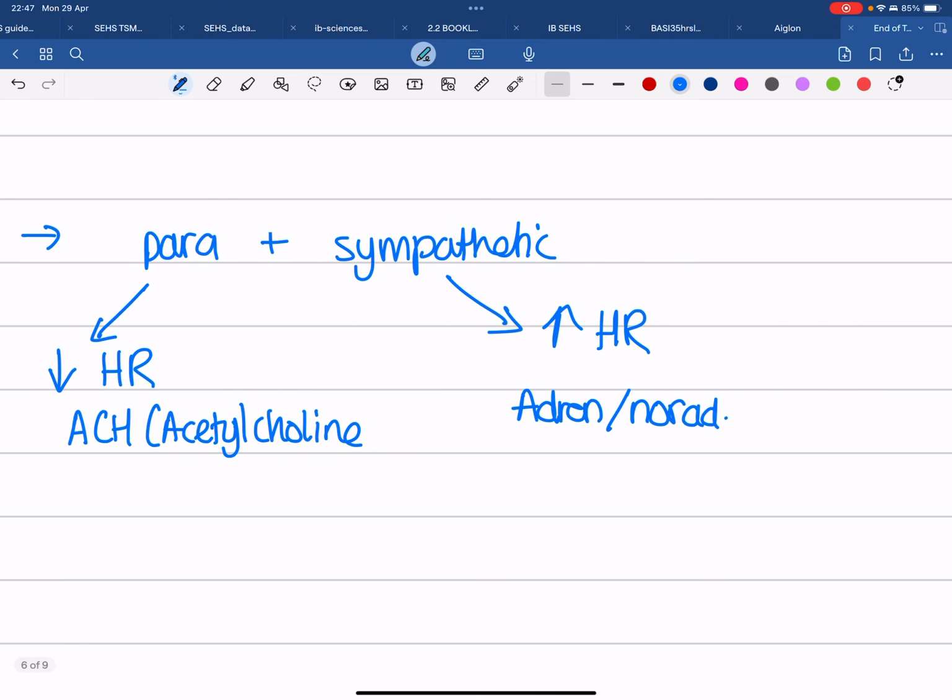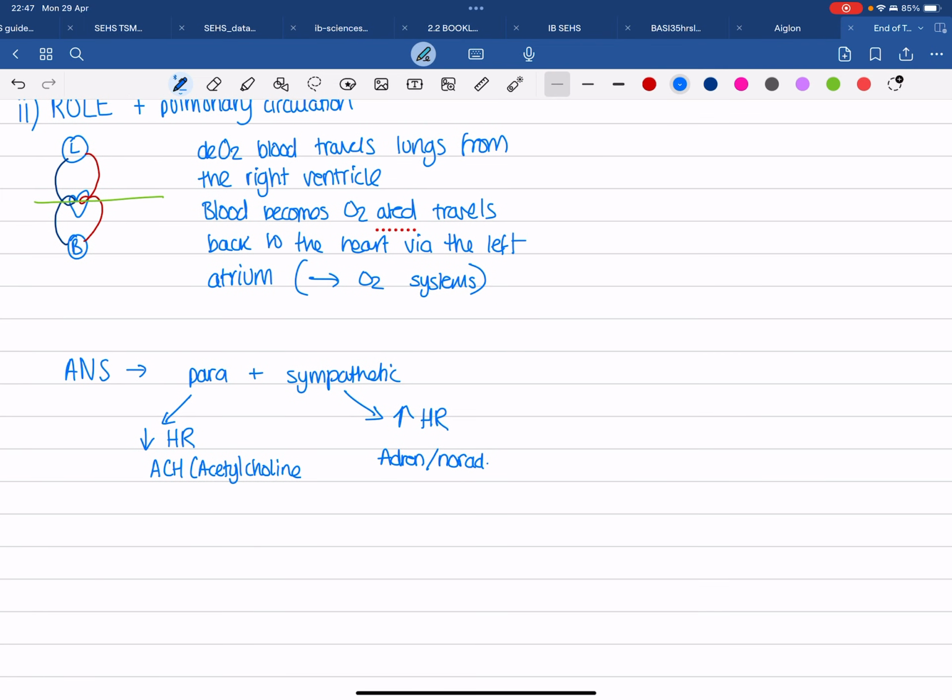Remember that we said it's technically noradrenaline, because adrenaline is actually an emotional response. That's your fight or flight. This one is to do with the physical stuff, but it doesn't matter. What else could you say about this one?